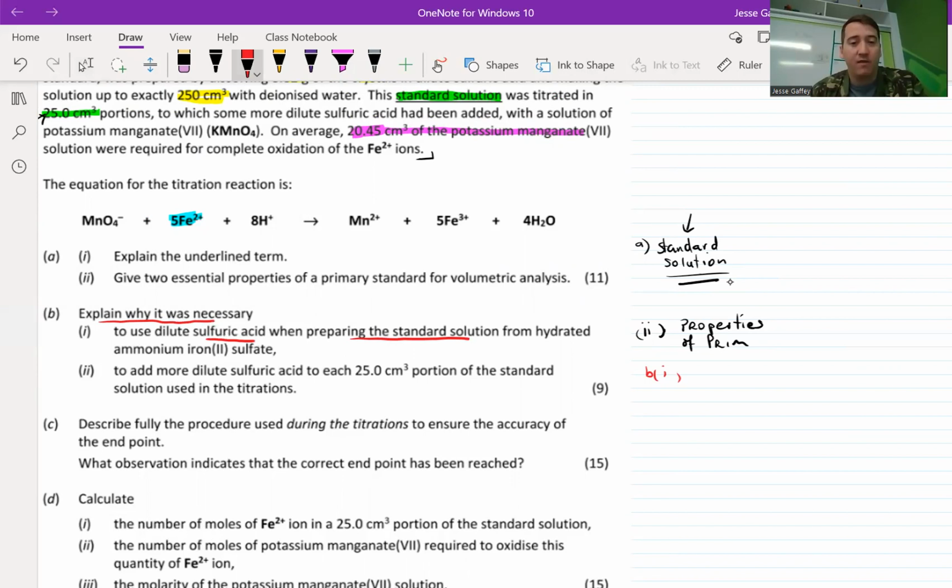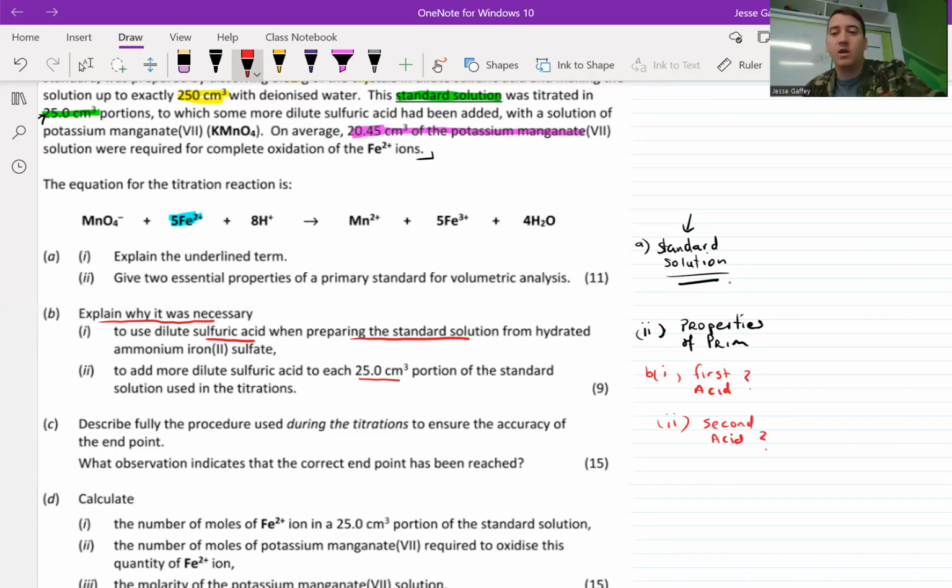Why did we add the first portion of acid? What was the reason for that? Pausing the video and answering that now. And then it says, why was it necessary to add more dilute sulfuric acid to each 25 centimeter cube portion of the standard solution used in the titrations? So this is part 2. Why did we add more sulfuric acid just before the titration, the second portion of acid? Again, this is theory. I explained this at the time for my students. You then have to learn those reasons why and find a way of remembering this stuff.